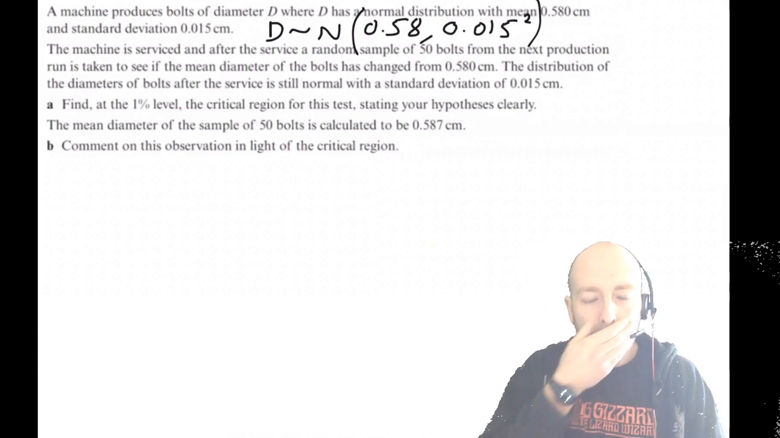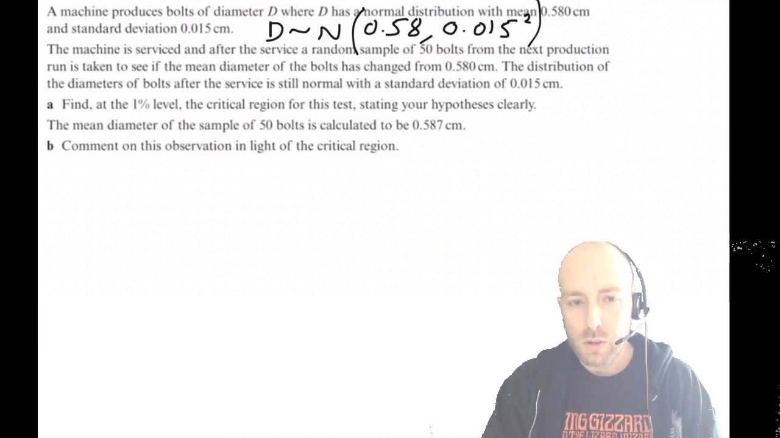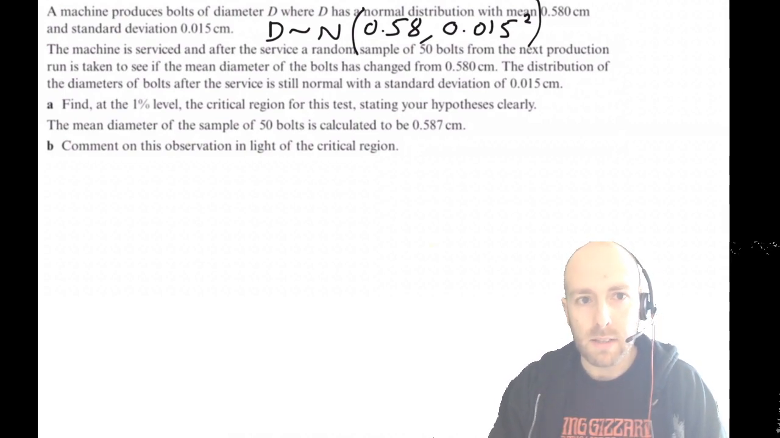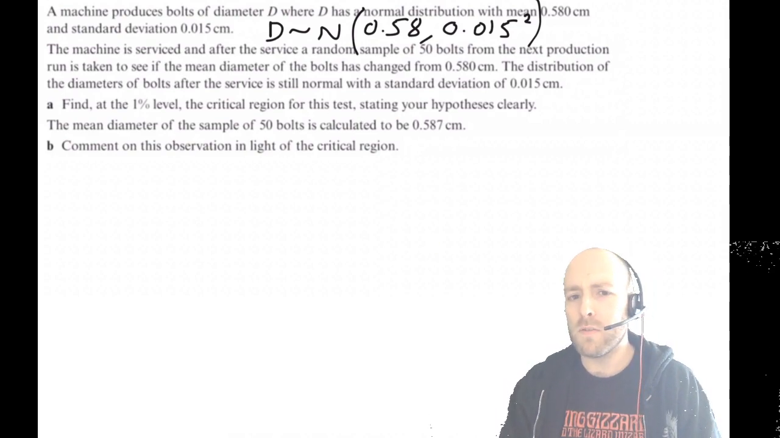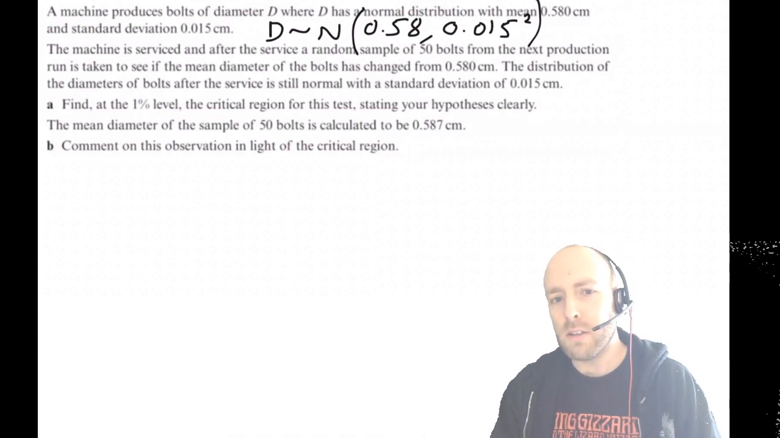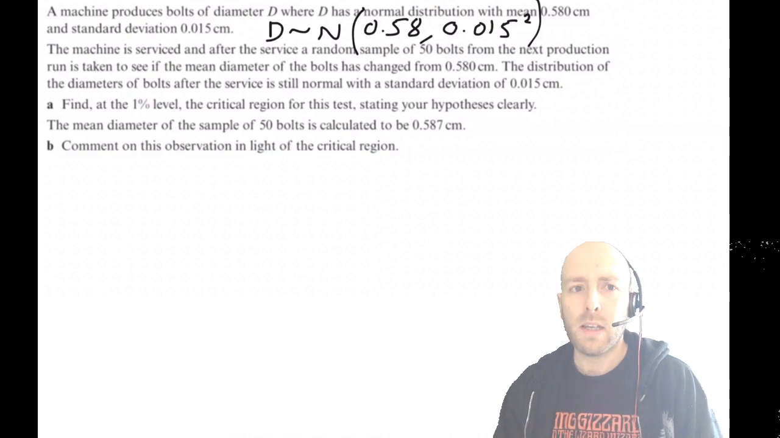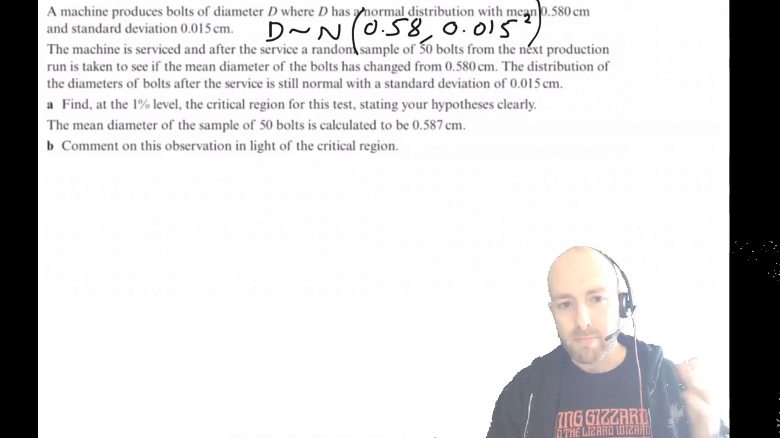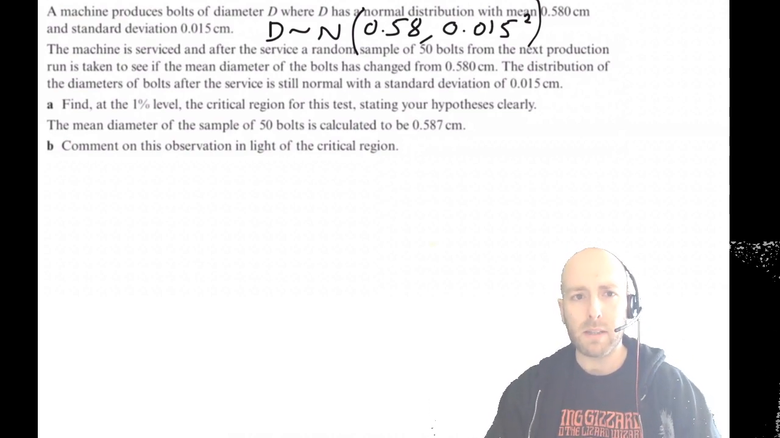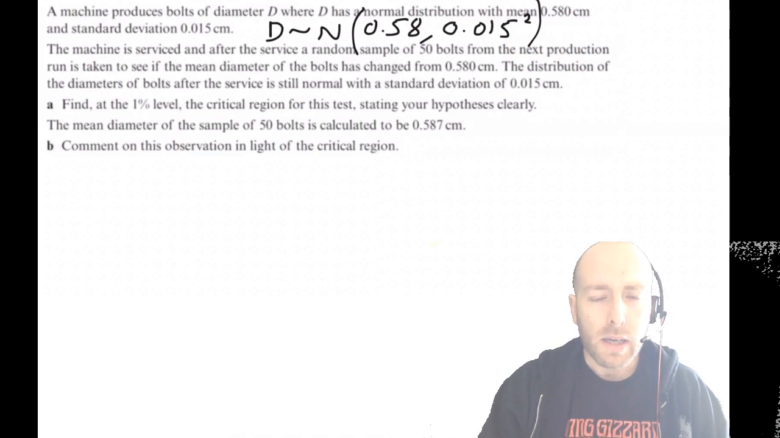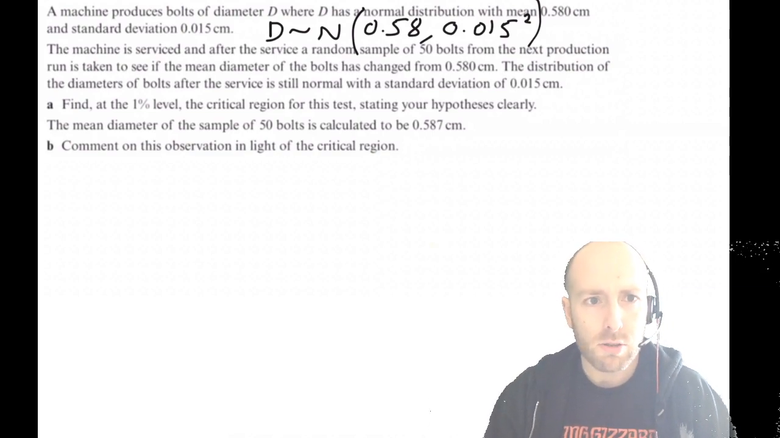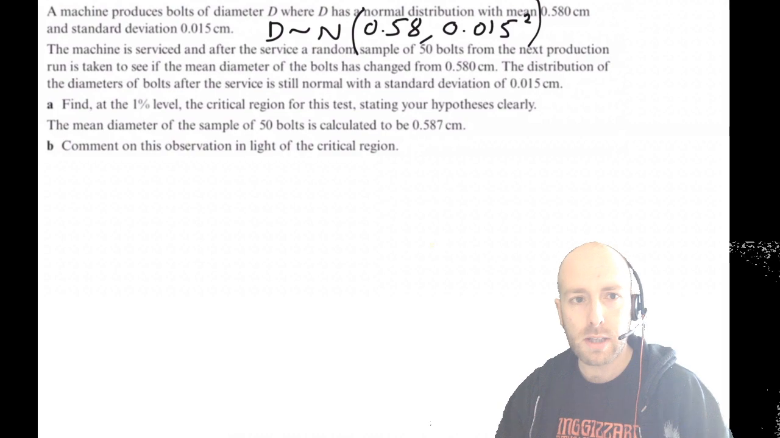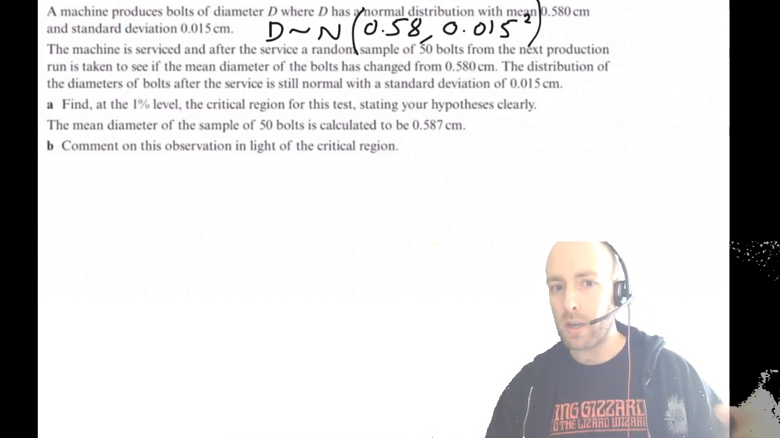Okay, the machine is serviced. After the service, a random sample of 50 bolts is taken to see if the mean has changed. So that's kind of important. You've serviced your bolt making machine. You're worried that you might have put it back together wrong or adjusted something wrongly. So let's make 50 bolts, find the mean diameter, see if it's changed. Because if it's changed, we're no longer making bolts very well. The distribution is still normal with the same standard deviation. So we're going to do a critical region test at 1%.